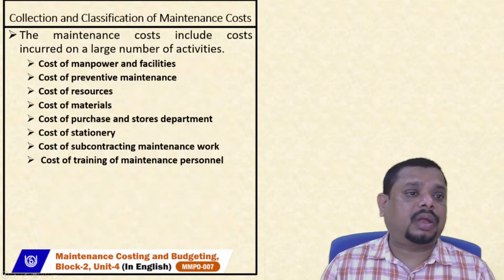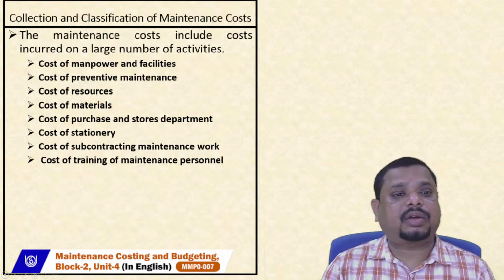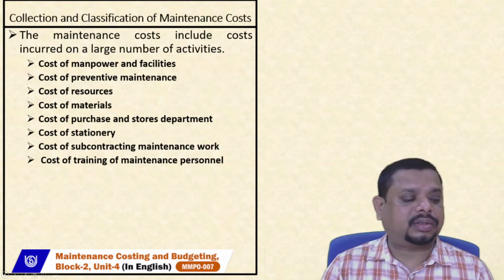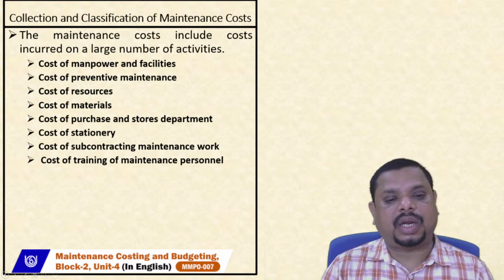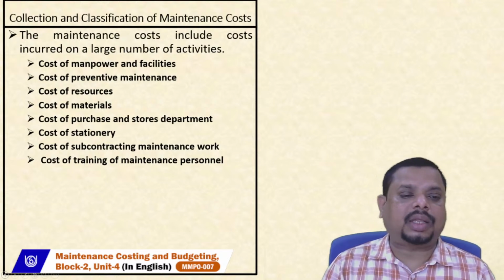Moving to next one, the collection and classification of maintenance costs, which basically include the following activities: the cost of manpower and facilities, then cost of preventive maintenance, cost of resources, cost of material, cost of purchase and store department, cost of stationaries, cost of subcontracting and maintenance work, and the last one is cost involved in case of training of maintenance personnel. So moving to next ones.